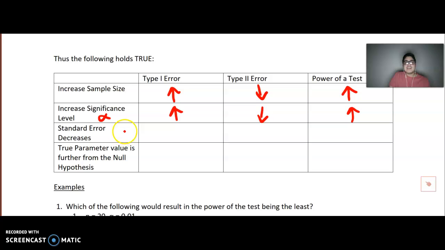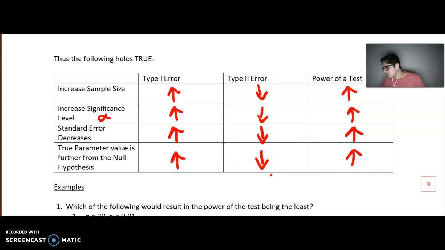Now, as the standard error decreases, so as it gets smaller and smaller, the spread of the distribution gets smaller, you're shifting these regions over. So your alpha level is actually going to increase. 10% of something smaller is going to be worth a little bit more. So here, I guess you've kind of figured out the pattern of this. And then lastly, the true parameter value is further from the null hypothesis. As you increase the distance, the power and the type 1 increase, whereas the type 2 will decrease. So this table's helpful to know.